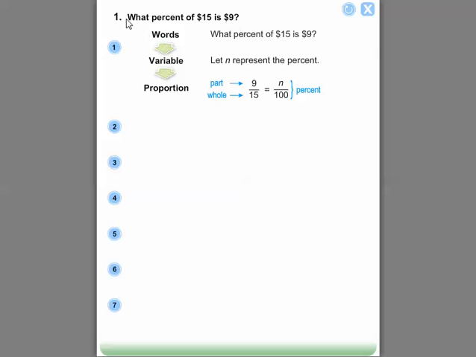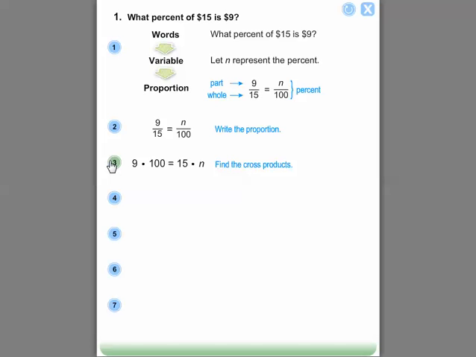So what percent of $15 is 9? Well, it says what percent is 9. We know is means equal to. So we want 9 as the part and 15 is the whole. And then we have N because it asks for the percent, and it's always going to be over a 100 because when we write percents, they're always written out of 100. So we're going to rewrite the proportion. So we have 9 over 15 is equal to N over 100.